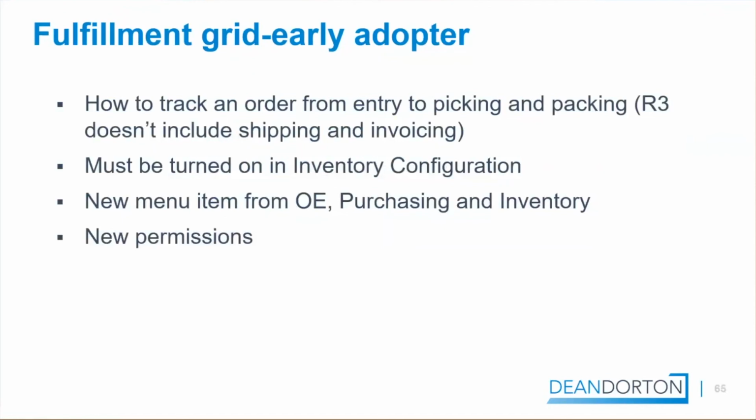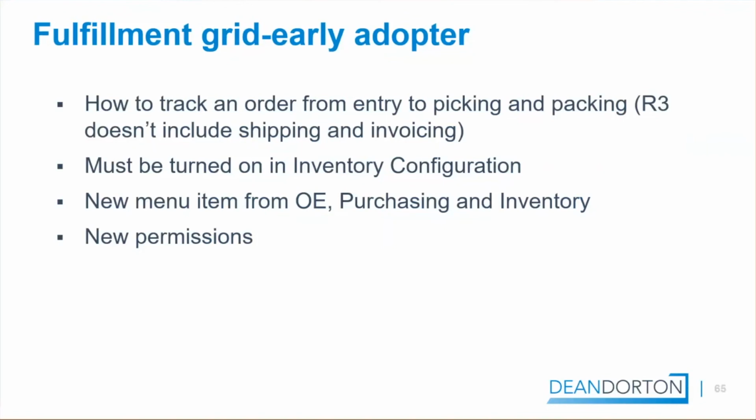Here's another chance for an early adopter. So we mentioned previously the payments with CSI is in an early adopter program, although it's probably more at the tail end of an early adopter program. This is the fulfillment grid early adopter program. So it deals with tracking an order from entry to picking and packing. Beyond R3, it's also going to include shipping and invoicing.